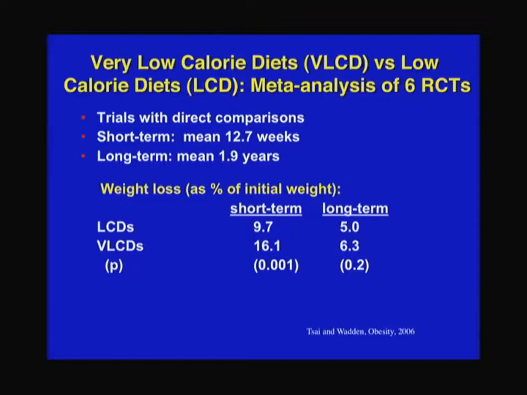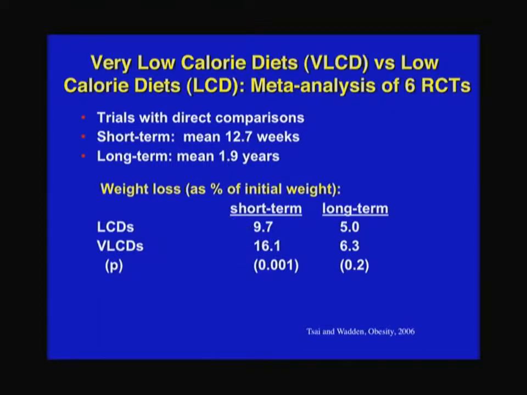So if we put people on 800 or 1,000 calories a day, and this usually has to be done with prepackaged meals, so bars and shakes and soups and cereals and things like that. But people lose in the short term twice as much weight. So instead of losing 7.5, or in this case, almost 10% of your weight on the low-calorie diet, now you're losing twice as much.